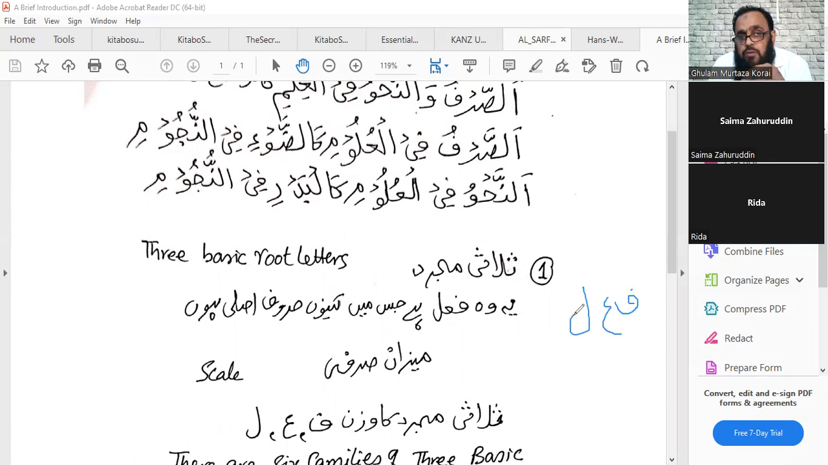This is the standard, or touchstone, that the thulathi mujarrad will consider: three huruf, that is fa, ain and lam. These are true huruf asli. If some extra letter is added, then it will be thulathi mazid fi, meaning more than three letters: three original letters and one or more extra letters.